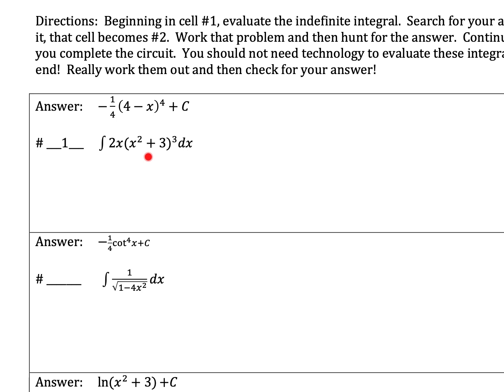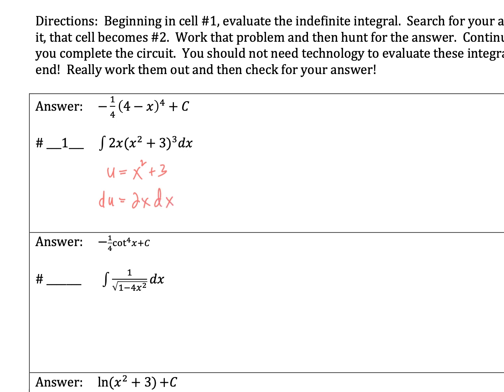And then just take a little thought: if I make this thing u, is du multiplied on the outside? And so this one's perfect. If we make x squared plus 3 u, the derivative is 2x dx, and that's on the outside, so that confirms what we'll make u. Okay, so let's make u x squared plus 3, and then du will be 2x dx.